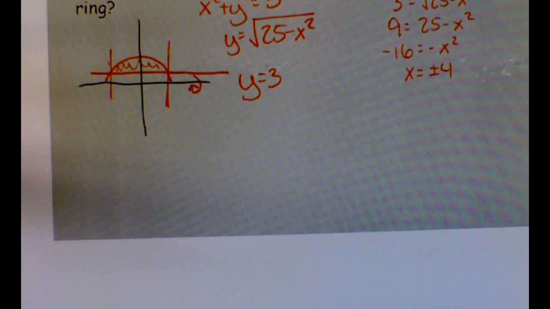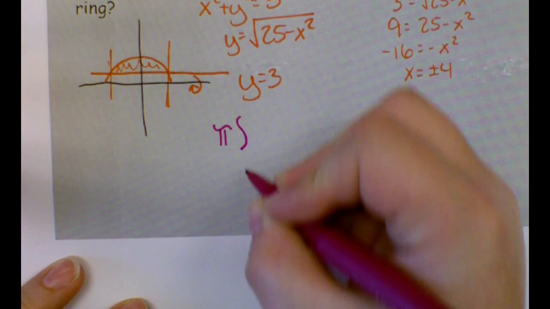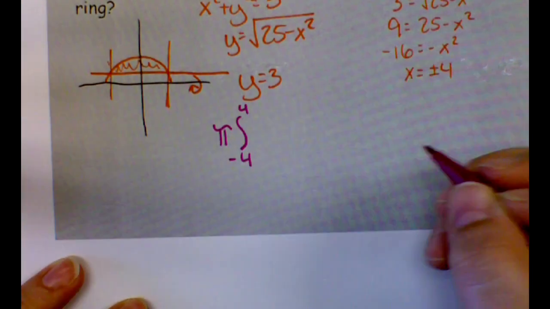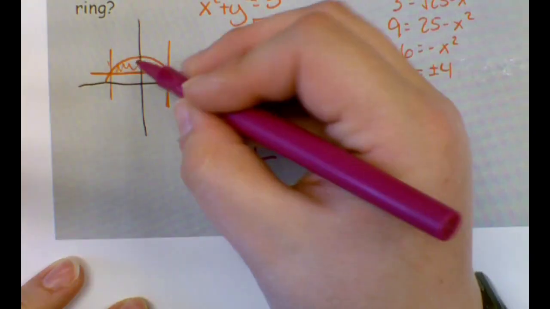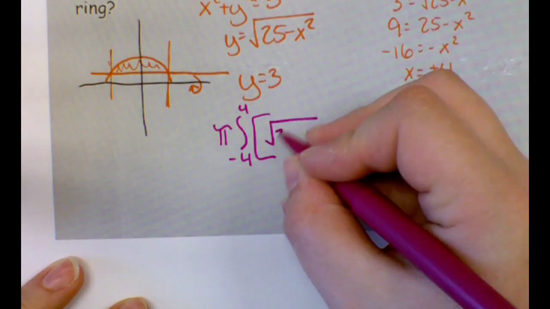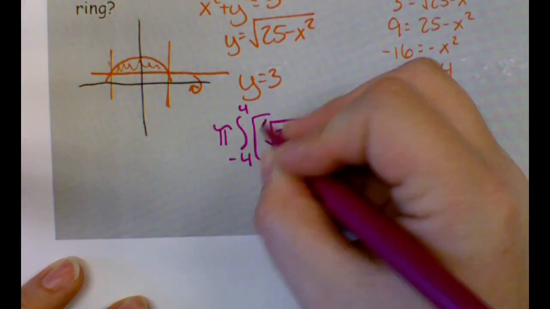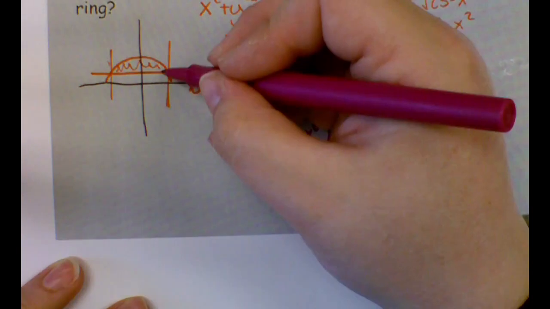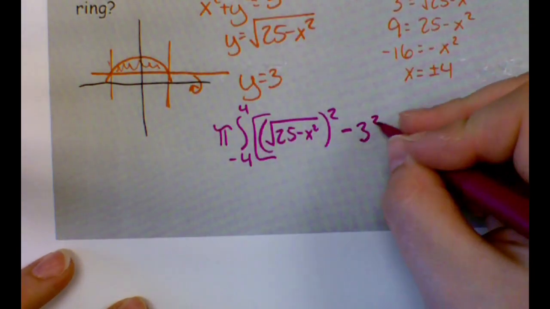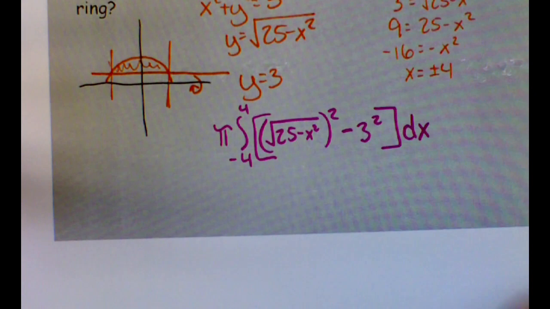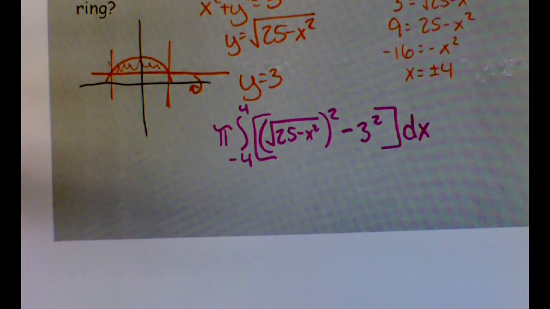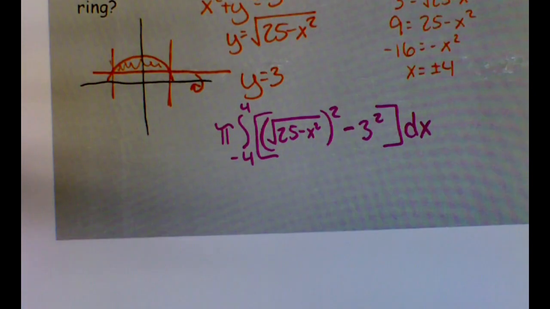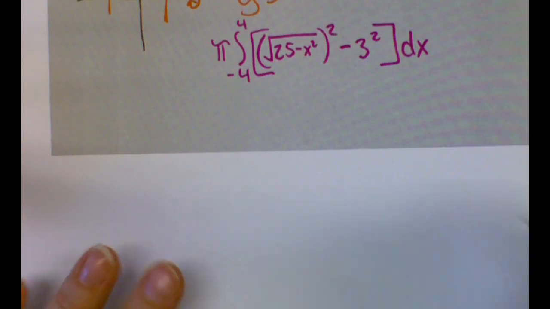Now I can set up my integral. I need pi times the definite integral from negative 4 to 4 of my outer radius, which is the circle, the square root of 25 minus x squared, minus my inner radius, which is 3, squared, dx. I could have done the same thing rotating about the y-axis. I could have rotated about a random line somewhere else on the graph if I wanted, but I just felt like the x-axis would be the easiest. That's where I drew my picture.